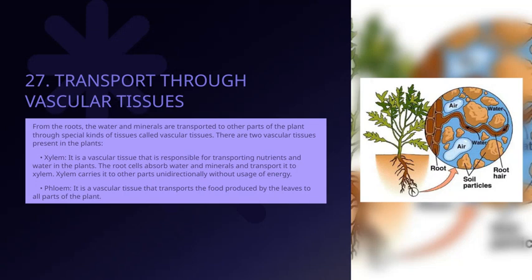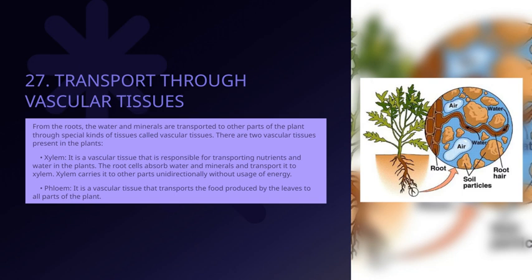Let's talk about how water and minerals travel through a plant. From the roots, these essential substances are transported to other parts of the plant via special tissues known as vascular tissues. Now, there are two main types of vascular tissues that play key roles here. First, we have the xylem. Think of the xylem as the plant's water highway.